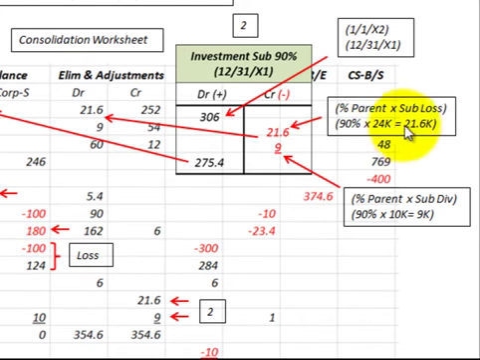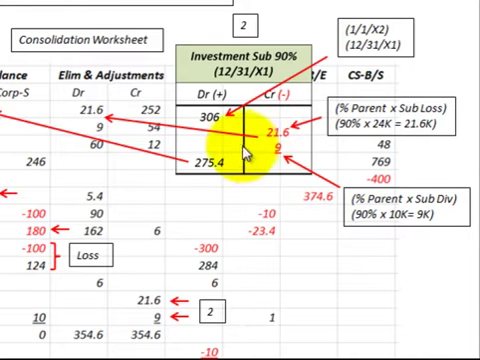So the parent got 90% of that, and that would have been $21,600, credited to our investment in the sub by $21,600. And then the subsidiary also declared a dividend here. Dividend declared here. So the parent would have got 90% of that, so that would have been $9,000. Again, credit or reduce the sub account by $9,000.